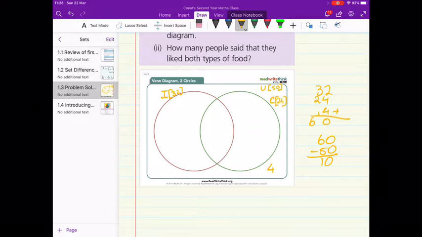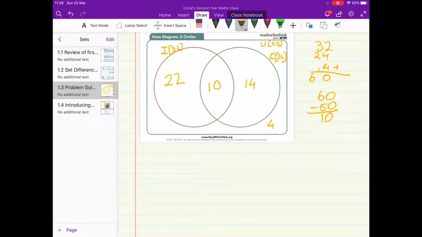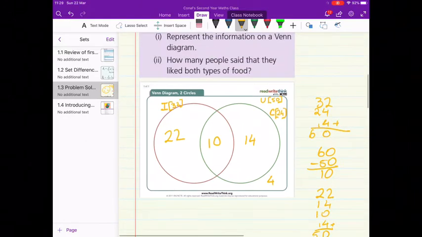So we think, well, maybe that means that 10 people like both Italian and Chinese food. If 10 people like Italian and Chinese, then I have 32 minus 10, which is 22, who only like Italian food. And if 24 people like Chinese food, I have 24 minus 10, which leaves me with 14 people who only like Chinese food. Now let's add those numbers together and see that they make sense. We have a 22, a 14, a 10, and a 4. We add that together, we get 50.